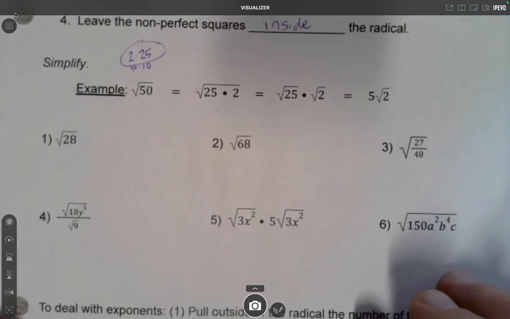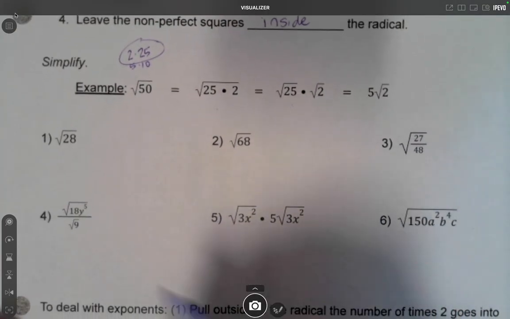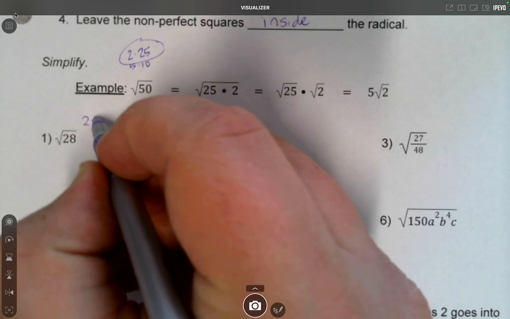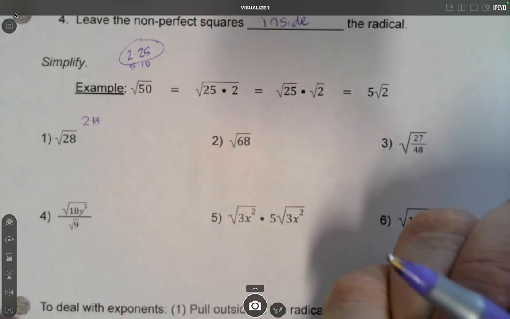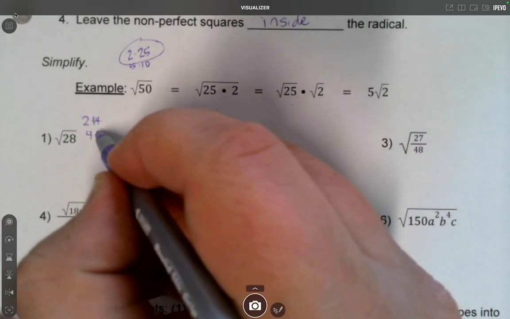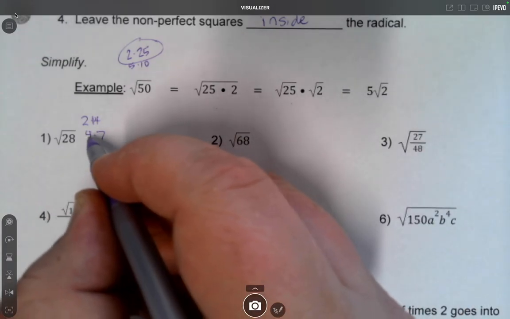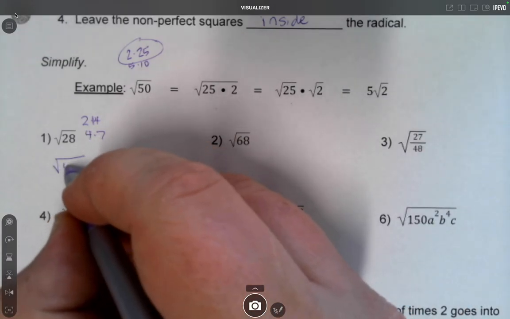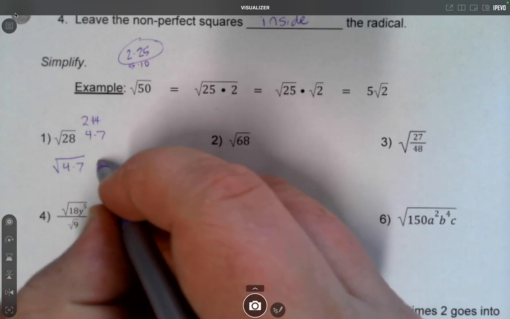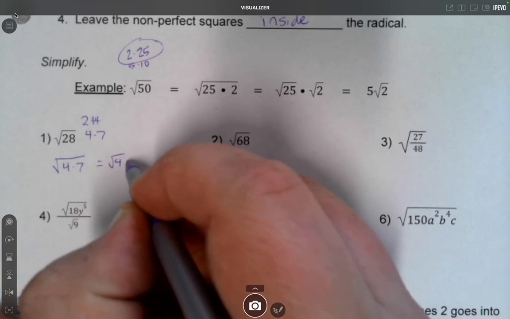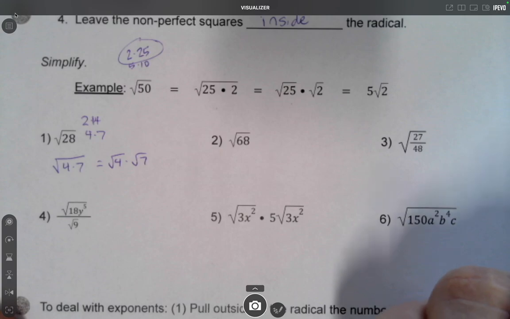Okay, so number 1, we have the square root of 28. So 2 times 14, that is not perfect squares. 4 times 7, we do have a perfect square there. So because the square root of 4, I know that. So the square root of 4 times 7 is the same as the square root of 4 times the square root of 7.